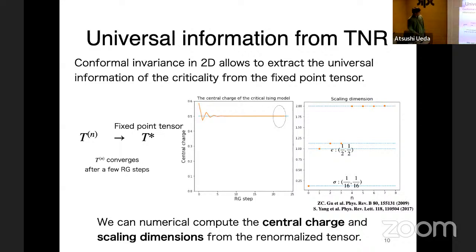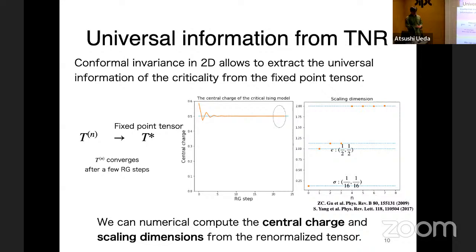This was indeed successfully shown by Gu and Wen in 2009. And this is an example of calculated data from the Ising model. On the left panel is the central charge. As you can see, as you go through the RG steps, this central charge quickly converges to 0.5, which is the CFT prediction. The same thing happens for the scaling dimension. So nowadays, we know that TNR is a really good way to numerically compute the central charge and scaling dimensions, that is, the universality classes. Okay, this is kind of an introduction.